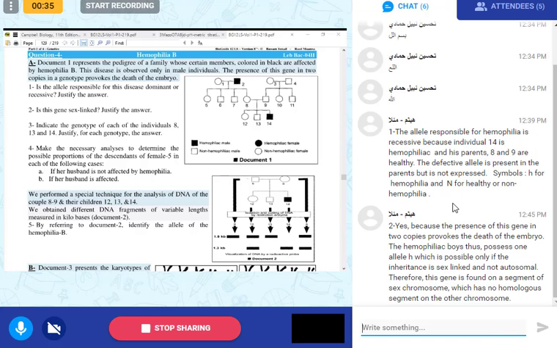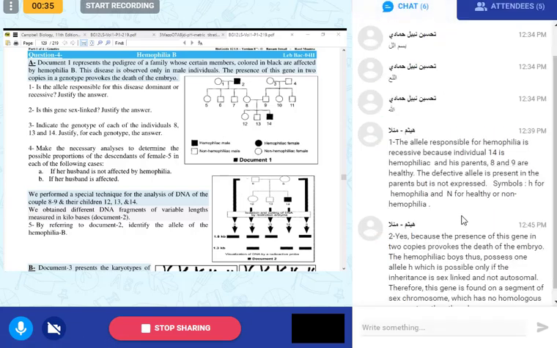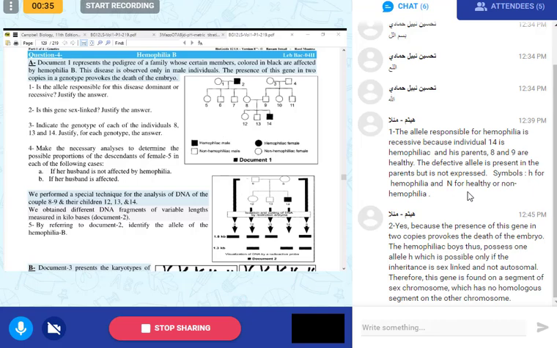Professor, I didn't focus much on how we said that it is not autosomal. Wait, let him read the answer and then I explain. Okay Muhammad, read the answer please. Yes, because the presence of this gene in two copies provokes the death of the embryo, so it cannot be autosomal. The hemophilic boy thus possesses one allele H, which is possible only if the inheritance is sex-linked and not autosomal. Therefore, this gene is found on a segment of sex chromosome which has no homologous segment on the other chromosome.